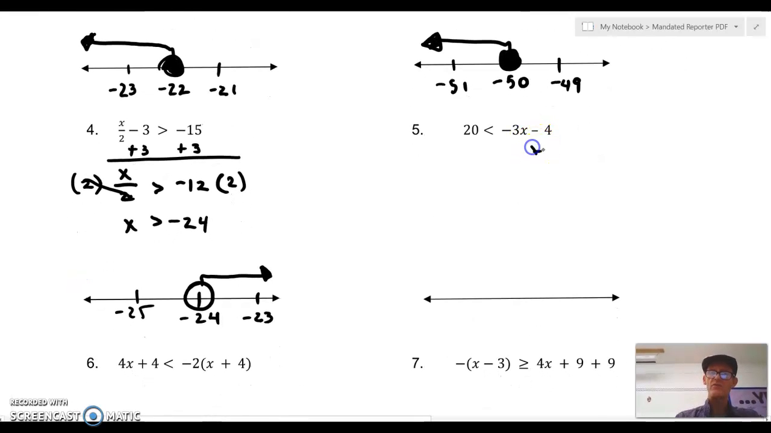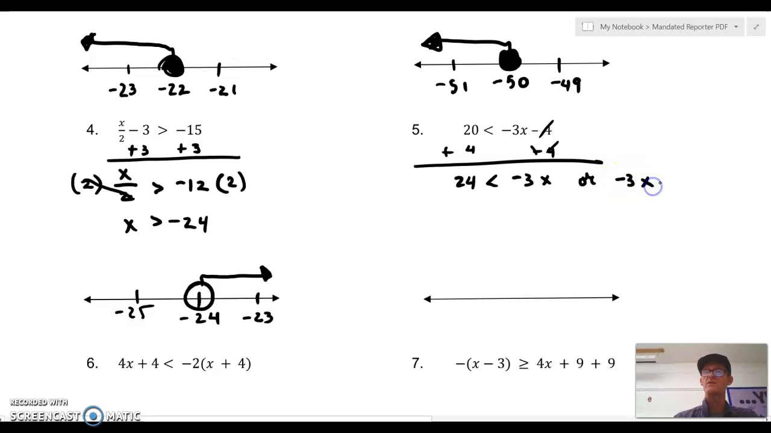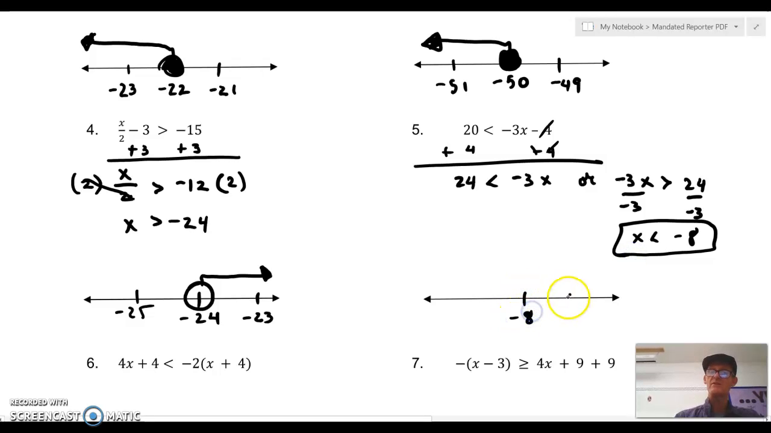Number 5, you're going to add the 4 to both sides. And those cancel, and I have 24 on this side, less than negative 3x on this side. Now I can flip this around if I want, so I can write negative 3x greater than 24, and then I can divide by negative 3, and I reverse this inequality. x less than negative 8 is what we get. And this is negative 8, here's negative 7. Here's negative 9. I'm going to circle negative 8 and graph to the left of negative 8 because this says x less than negative 8.